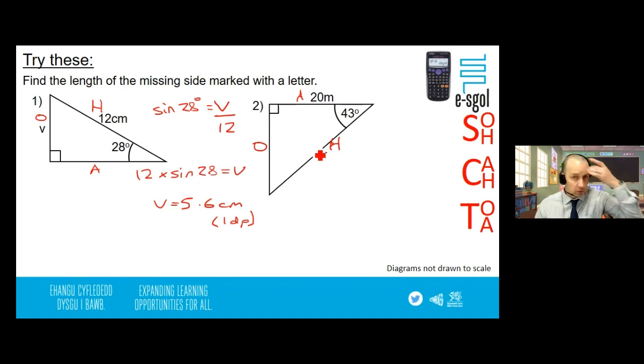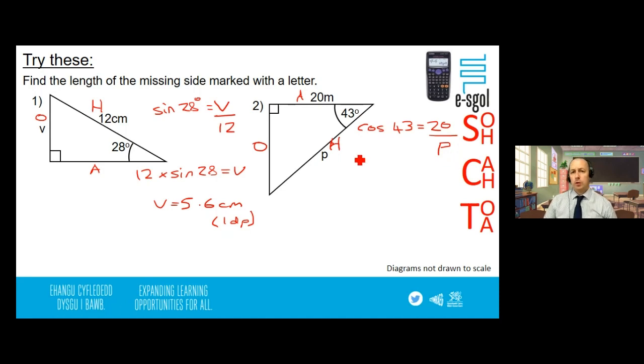So I'm looking at my formulas to think which one of these uses A and H. It's going to be the cos formula. So it's going to be the cos of 43, and that's going to be equal to A is on top this time. So that means 20 is on top, and the hypotenuse is on the bottom of my formula. So that's going to be, I'm going to call that side P.